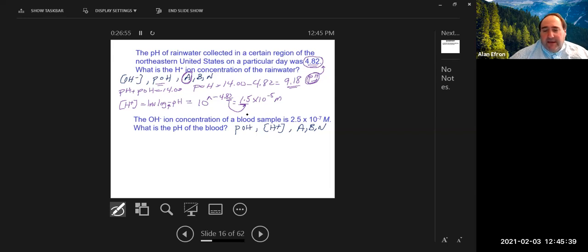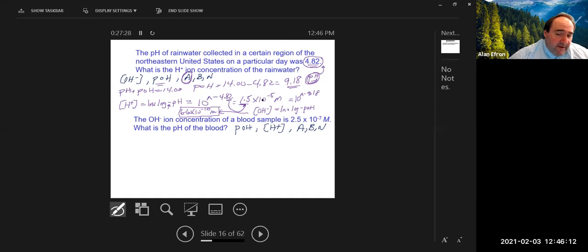I didn't do the OH minus concentration, by the way. So OH minus concentration, you could also do the same way. You could do the inverse log of the minus pOH. I guess you should put that number in there. And that's going to give me a 10 and a caret minus our 9.18. And if you do that, it looks like you get 6.6 times 10 to the minus 10 molar as our OH minus concentration.